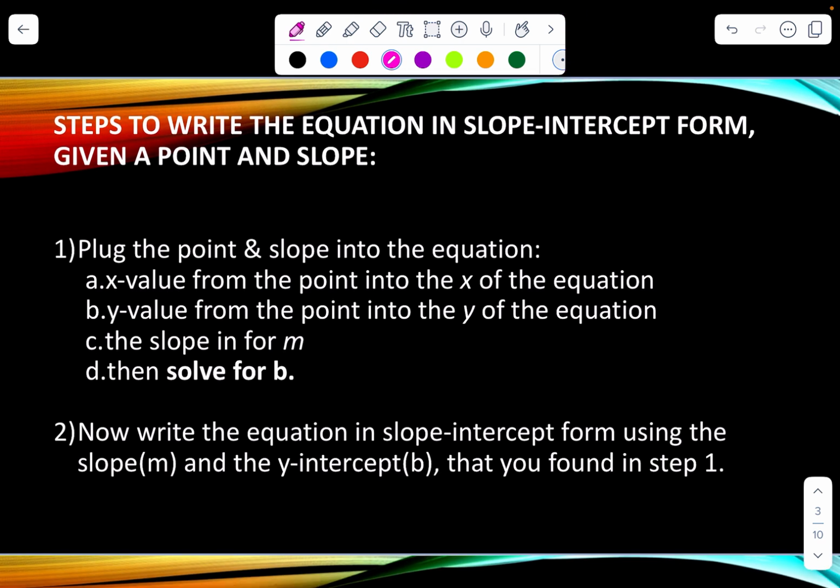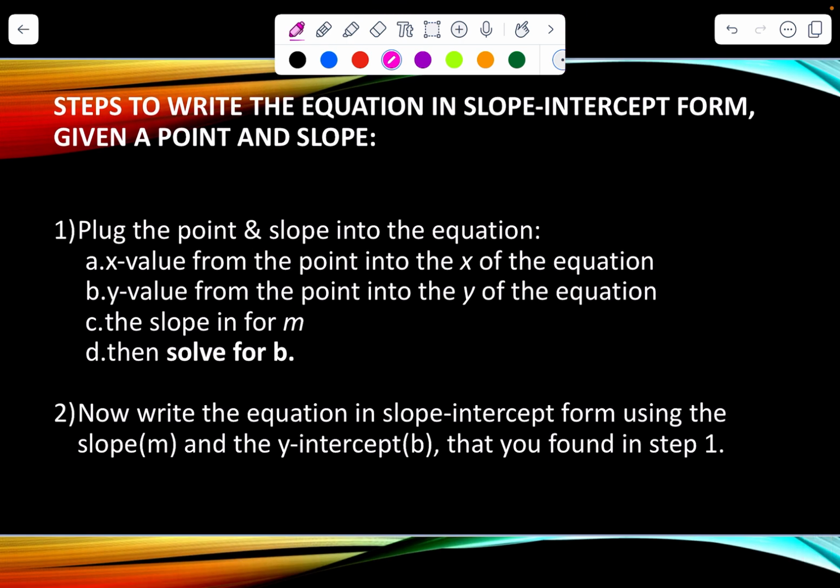All right, so let's start off with how do we write an equation in slope-intercept form given a point and a slope. All right, so here we go. What you're going to do is plug the point and the slope into the equation. The x value from the point into the x of the equation. The y value from the point into the y of the equation. The slope in for the m, and then we're going to solve it for b. Then once we do that, we're going to write our final equation. We're going to plug the slope into the final equation, and we're going to plug in the b that we just solved for in step 1.